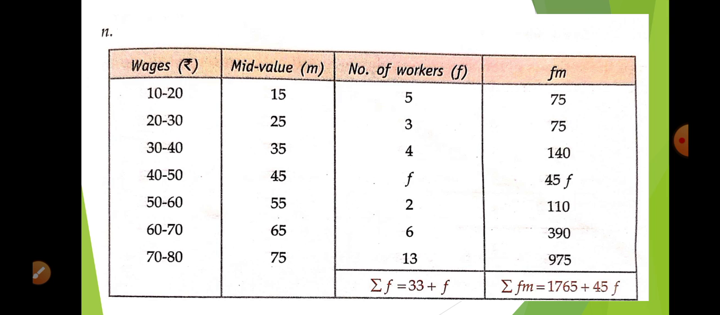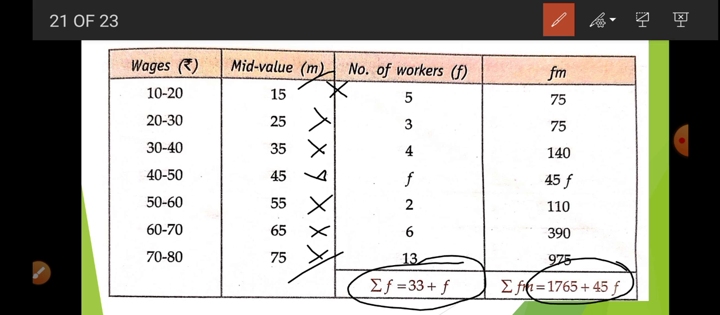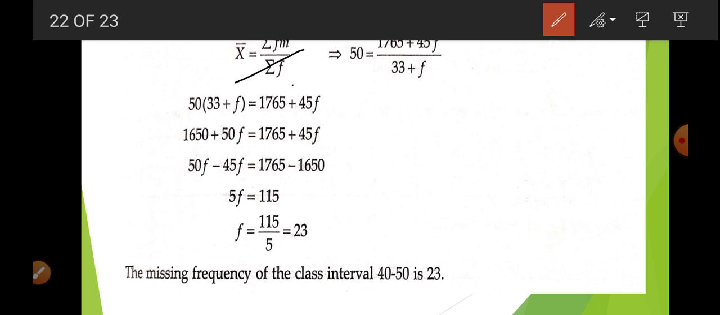Here you can see in the slide the mid values have been calculated, as I told you. After that, the frequencies have been added, and we get sigma f equal to 33 plus f. Now the mid value has been multiplied with the frequency, and when we add these we get 1765 plus 45f. Now we put the values in the equation. So 50 is equal to (1765 plus 45f) upon (33 plus f). When we solve, we get the answer 23. Okay. Thank you for today. If you are not able to understand anything, ask, come to school. Okay.